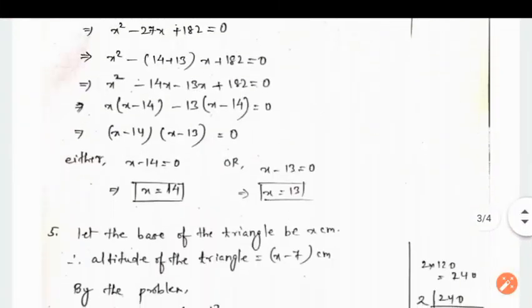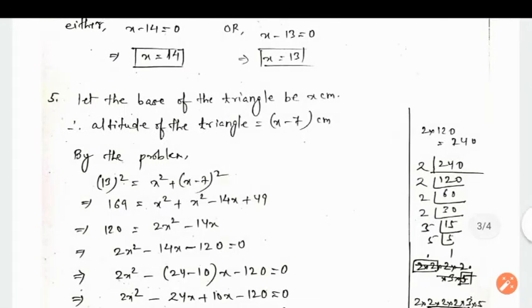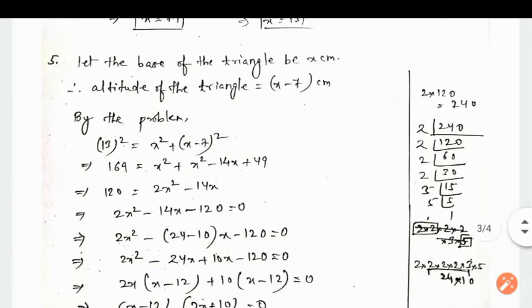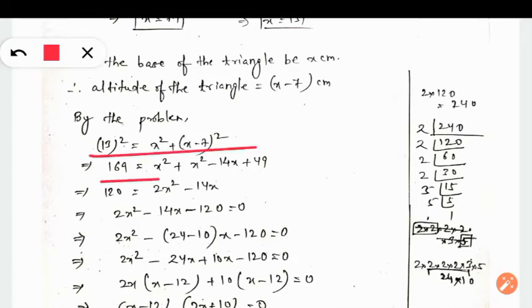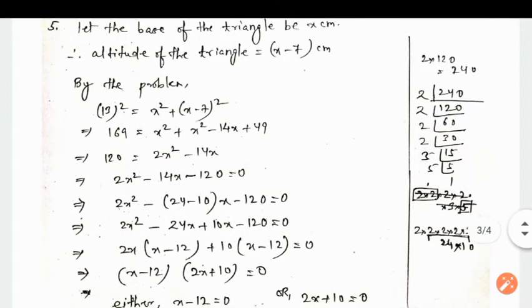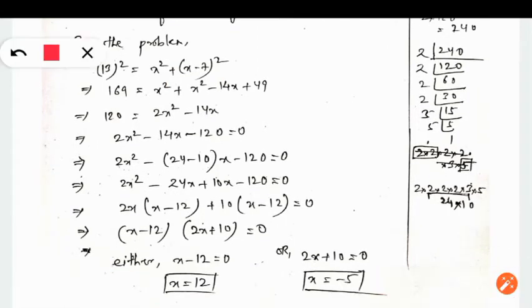Come to the solution. Let the base of the triangle be x centimeter, and by the problem the altitude is 7 centimeter less than its base. So that means x minus 7. Now by the problem, we know what Pythagoras theorem is. We can apply Pythagoras theorem in a right angle triangle. Hypotenuse square is equal to base square plus perpendicular square. So we are getting this. And 13 square is 169. x square is there, and then expand (x minus 7) whole square, x square minus 2ab plus b square, right? So you will get this.